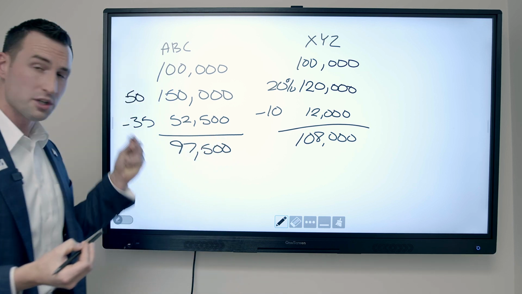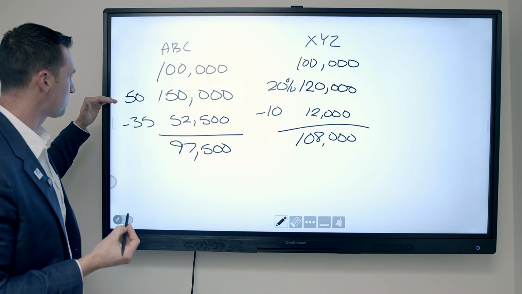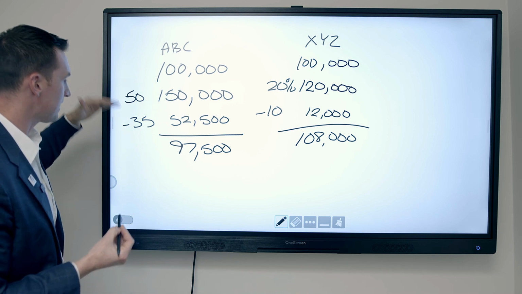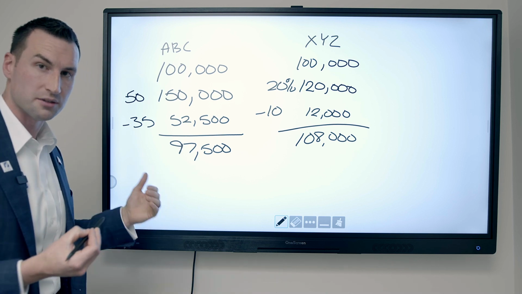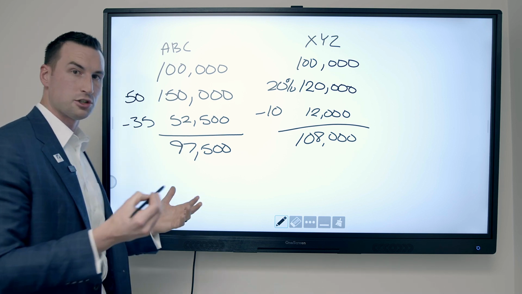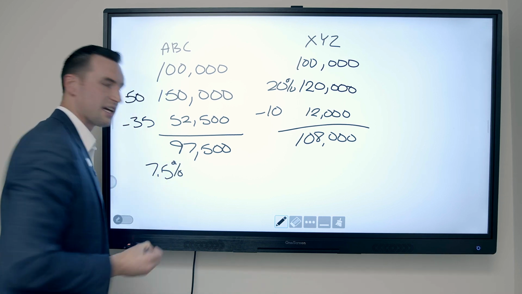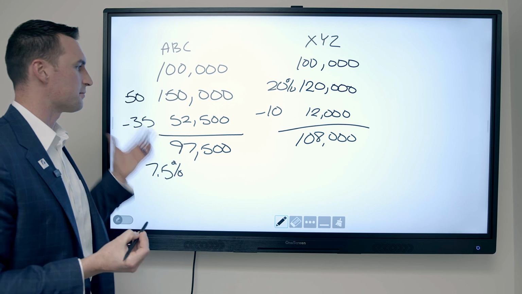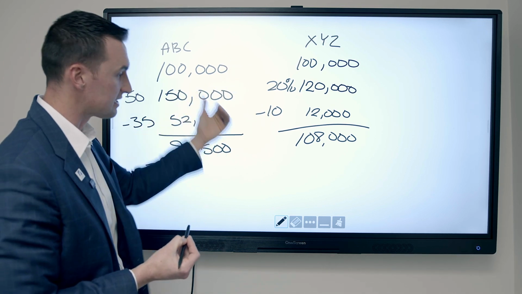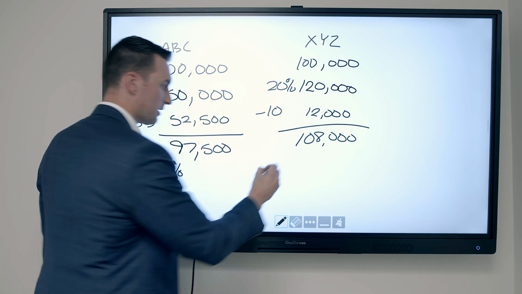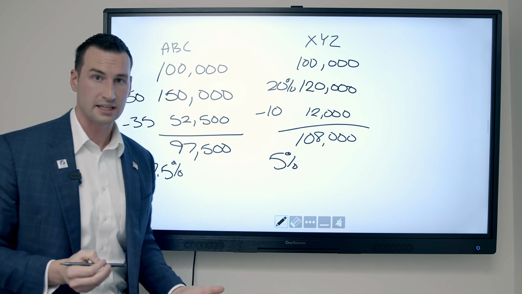But what I want you to notice is if you look at average return, the average return of this portfolio, if you take 50 minus 35, that's 15% cumulative over that 2-year period. Divide by 2 for 2 years, this portfolio averaged 7.5%. How misleading is that? Average 7.5%, but you have less money than what you put in. This portfolio, 20 minus 10 is 10, divided by 2 for that 2-year period. This portfolio averaged 5%, but you have more money than what you put in.